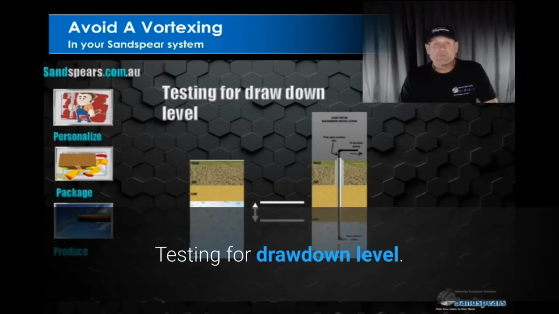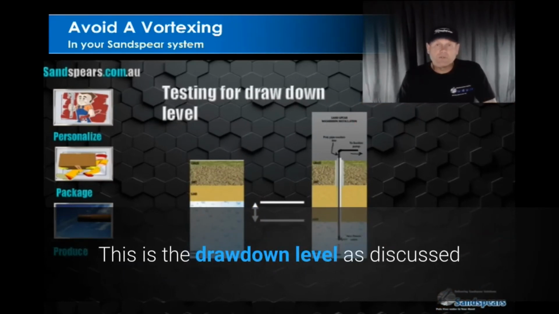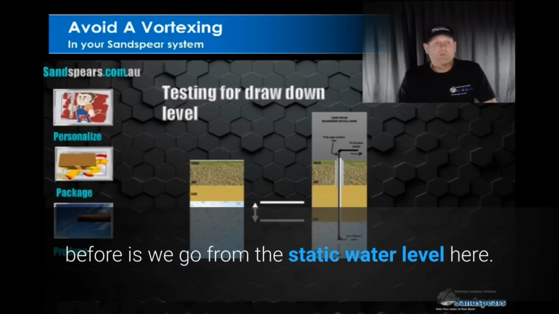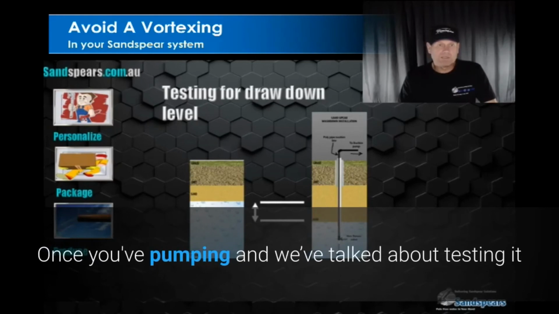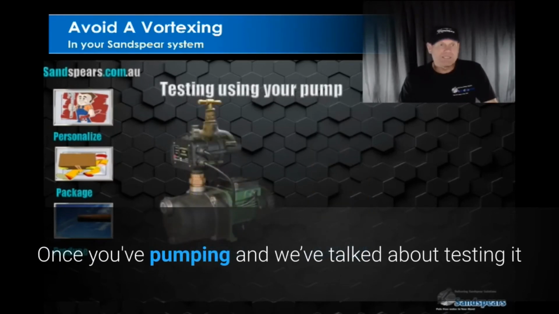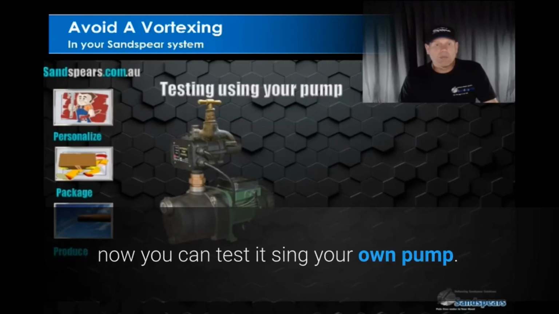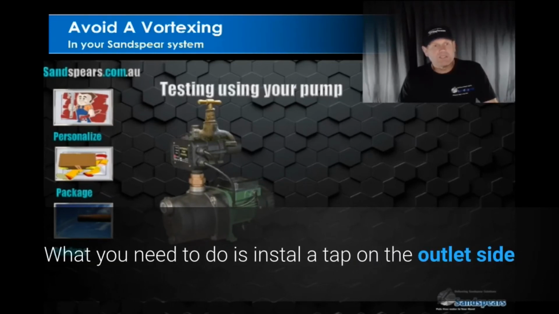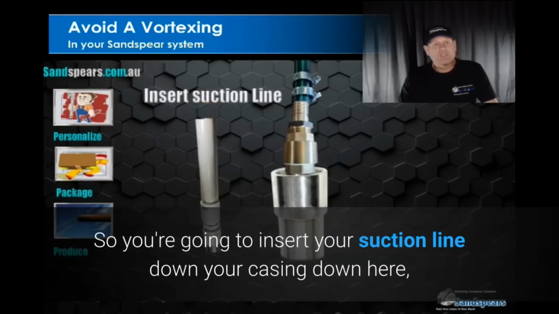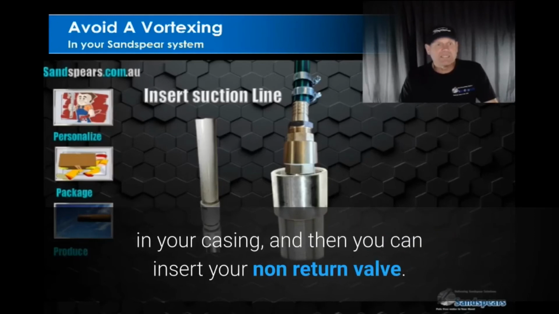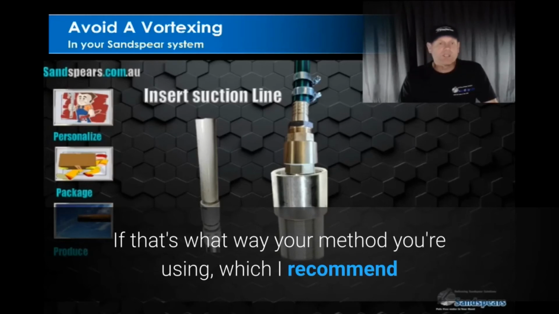And again, it really depends on your conditions. Now, testing for drawdown level. This is the drawdown level, as discussed before, where we go from the static water level here, and that's where the water is in this picture, to over here where the water comes down once you're pumping. Right? And we've talked about testing it. Now, you can test it using your own pump. What you need to do is install a tap on the outlet side so that you can stop the water and restrict it. You're going to insert your suction line down your casing, and then you can insert your non-return valve, if that's the method you're using, which I recommend.